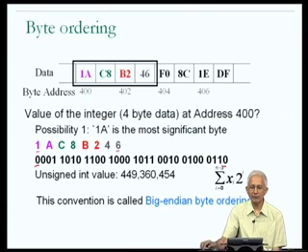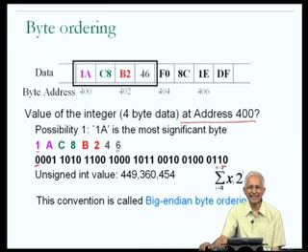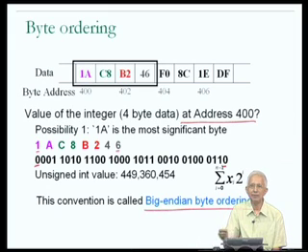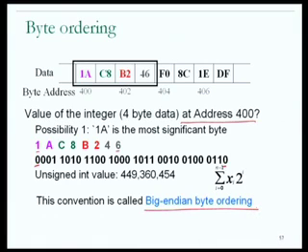And in this convention, I assume that the byte which is the address deciding byte, here I was talking about the integer at address 400. If my convention is that the byte at 400 is the most significant byte, then this is called the big endian assumption about byte ordering.